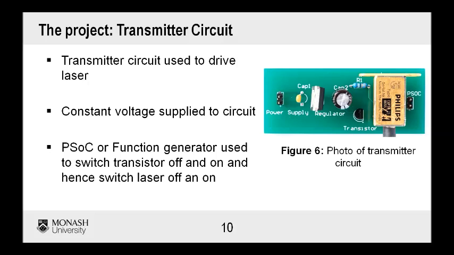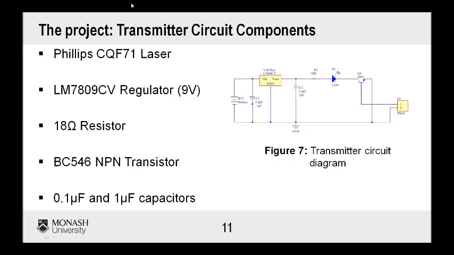producing the modulation current. The laser used is a Philips CQF71, regulated by a 9V LM7809CV regulator. An 8 ohm resistor ensures the current remains below the laser's maximum forward current. A BC456 NPN transistor is used to provide the modulation, driven by a PSoC chip. There are 0.01 microfarad and 1 microfarad capacitors used to smooth any voltage fluctuations.